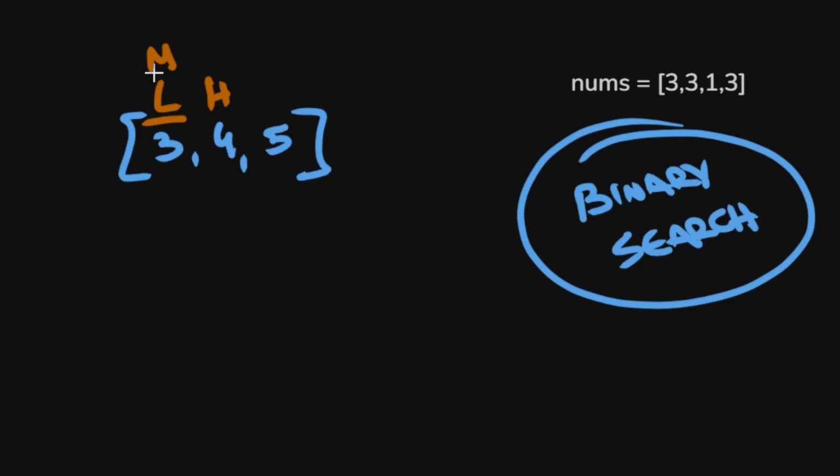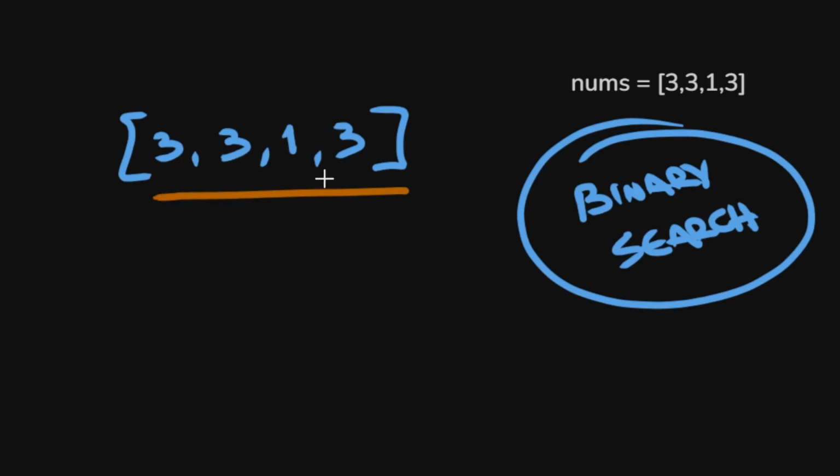Now low and mid are here at index 0, high is at index 1, and given that 3 is smaller than 4, we need to try smaller midpoints. So we move high to wherever we have mid. Now high is equal to low, so we can break the loop and return the corresponding number, in this case 3. Now let's say that we are given this input with some repeated numbers.